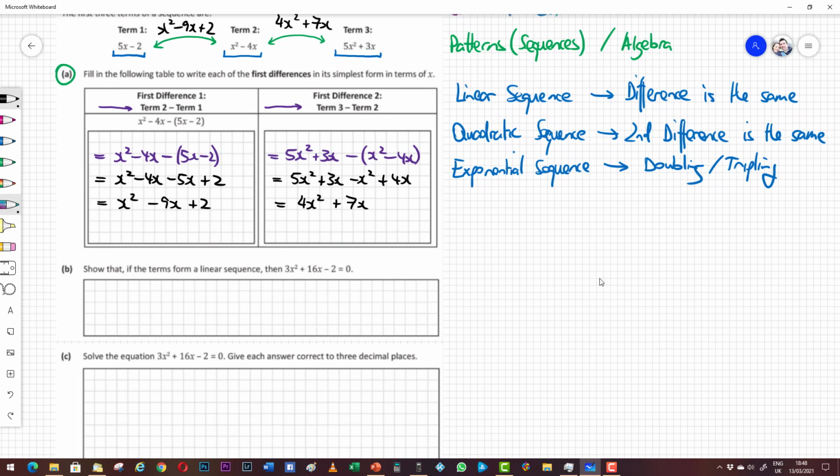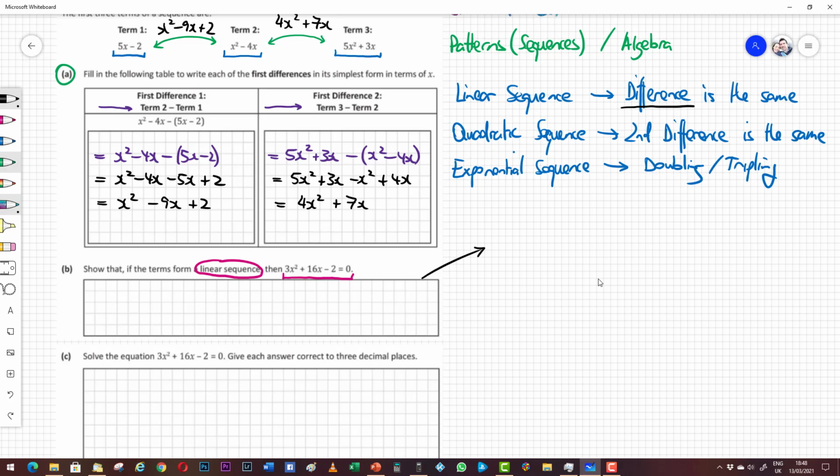So up to this point in the question, we wouldn't have known that it was a linear sequence, but they say that if this is a linear sequence, show that 3x squared plus 16x minus 2 is equal to 0. So we're actually going to do this over on the side to make a bit of space. There's actually not a lot of space to do this question in the box, but we've established already that in a linear sequence, the difference between each of the terms is the same.